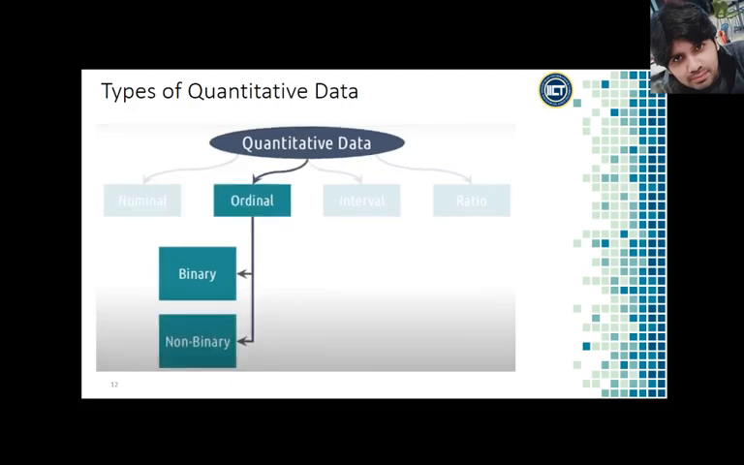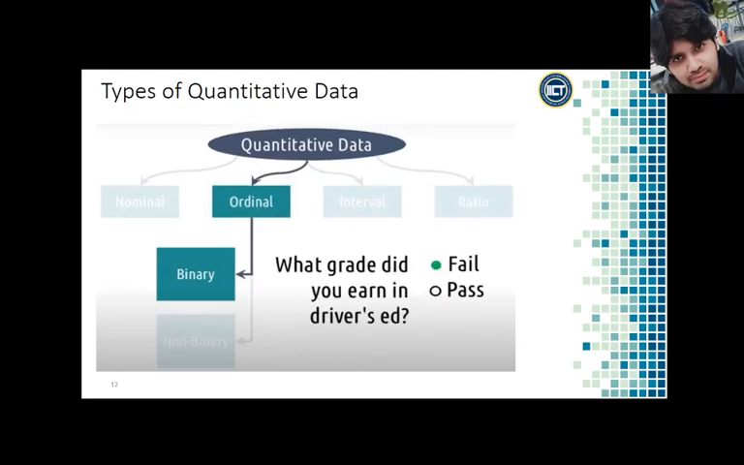This distinction between binary and non-binary data can also apply to ordinal data. Non-binary ordinal data is pretty straightforward. It's a 1 to 5 scale or a 1 to 7 scale or anything like that. But we can still have ordinal binary data. For example, what grade did you earn on your driver's test? We would interpret an implicit ordering between fail and pass, so that would make it ordinal data, but there are still only two options, so it's binary data.